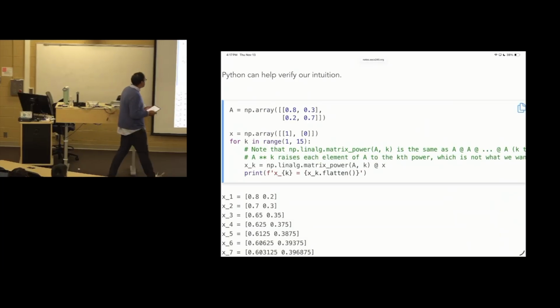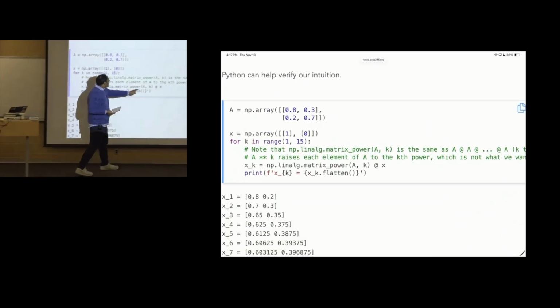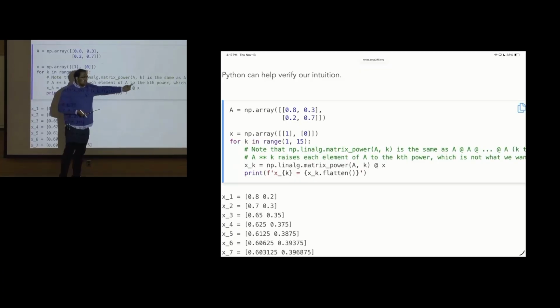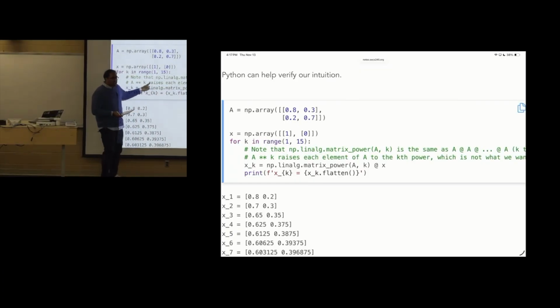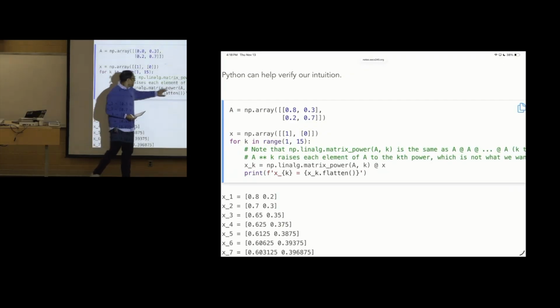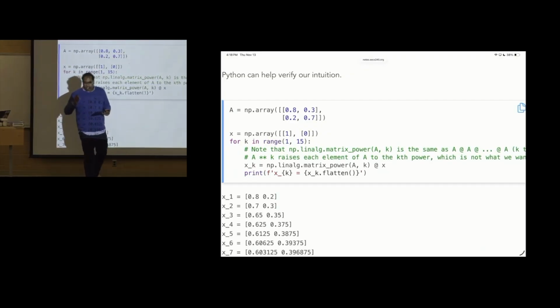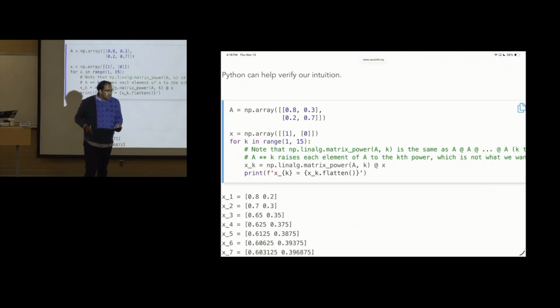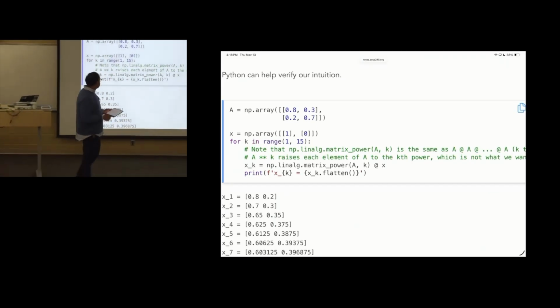I said, for k in range 1 to 15, compute A to the power of k times x. First, I'll note that A star star k, while it may look like A to the power of k, is not that. What this will do is raise each element individually to the power of k, which is only A to the power of k if A is a diagonal matrix, which in general it's not. Okay? So in general, to raise a matrix to a power, you use np.linalg.matrix_power. And so I said, okay, let's try x1, x2, x3, all the way through x15. And let's see, do these values converge to something?